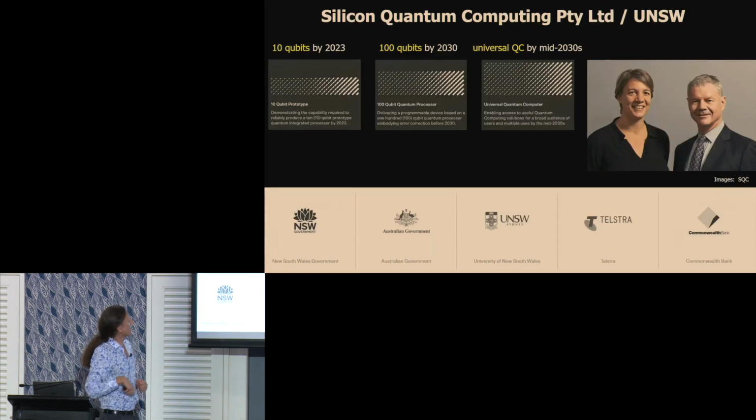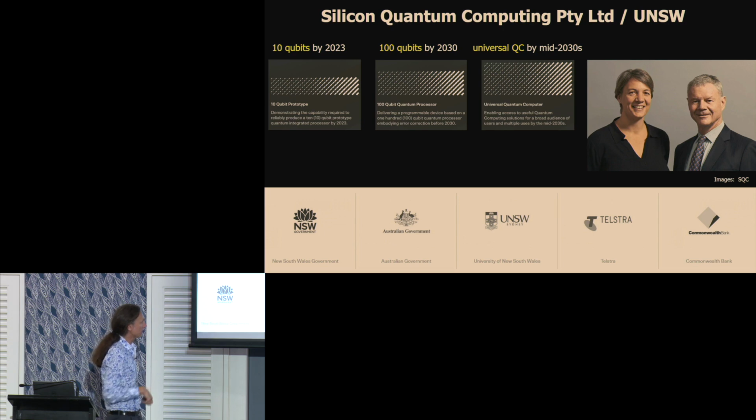And then we have our own Silicon Quantum Computing Proprietary Limited, which is in tight partnership with UNSW. I only just last night looked at the website again, and I discovered there are new things coming up. There is this interesting milestones roadmap. So 10 qubits by 2023, this is what we knew for a long time, 100 qubits by 2030, and a universal quantum computer by the mid-2030s.